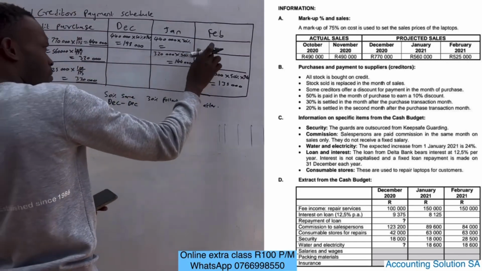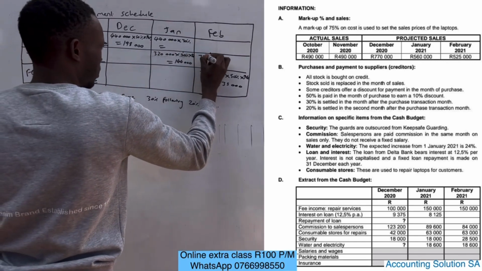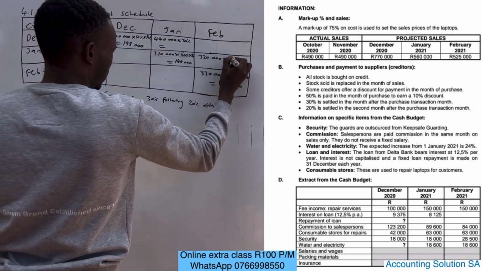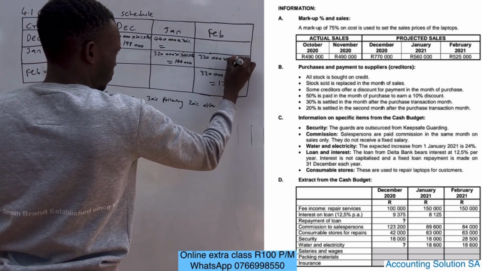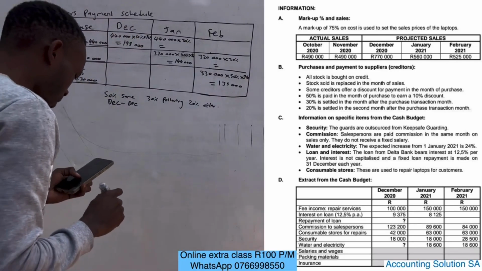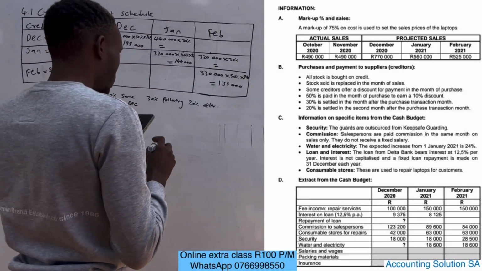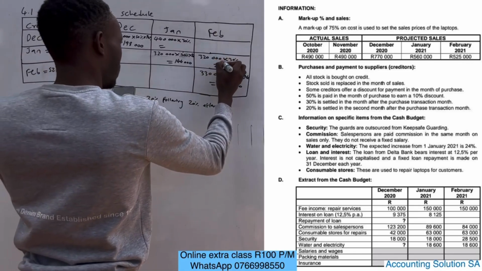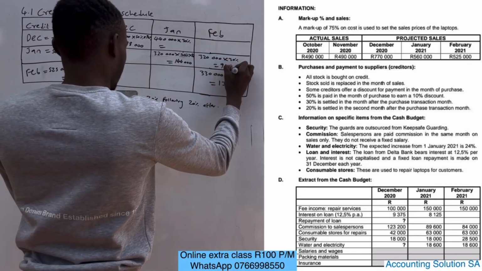January, the following month, is February. We're going to say 320 multiplied by 30%. Okay, and 320 multiplied by 30% is going to give us 96,000.